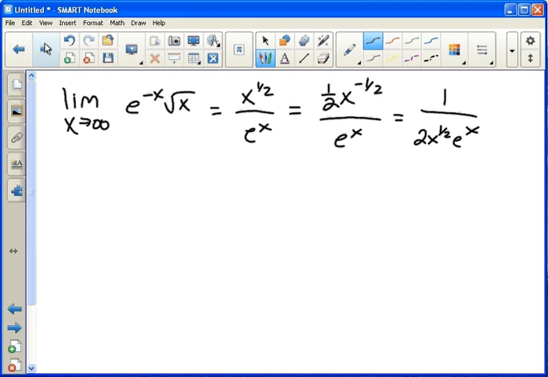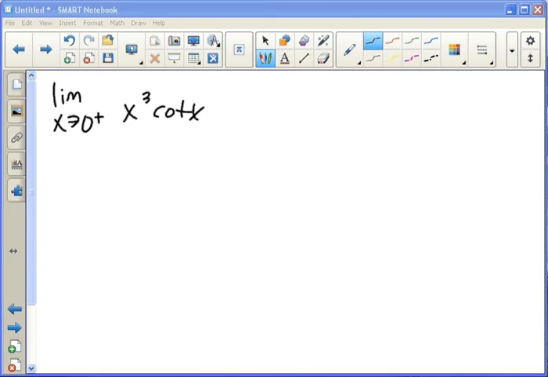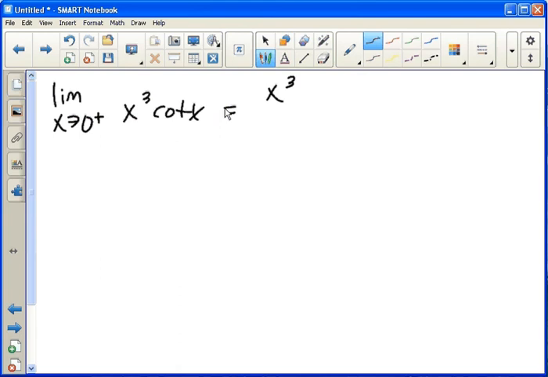Okay, here's our last example. The limit as x approaches 0 from the right of x cubed over x cubed times cotangent x. Again, not a fraction, but we can change it to one because cotangent x is the same thing as 1 over tangent x. So I can just rewrite it that way. Now, if I plug 0 in the top, I get 0. If I plug 0 in the bottom, I get 0. So let's take the derivative and see what we get.